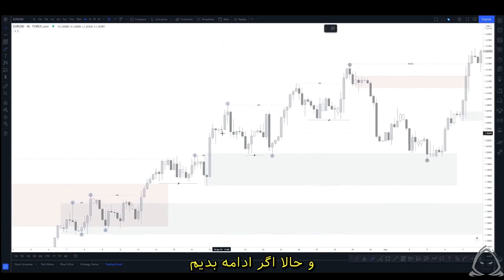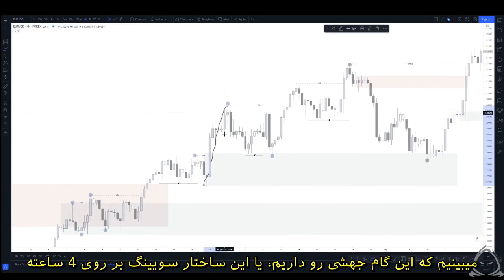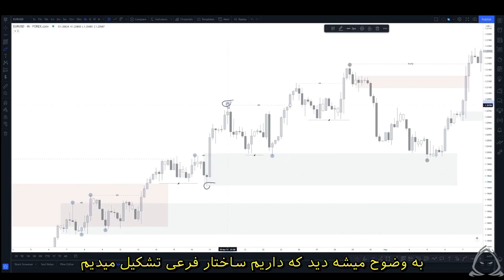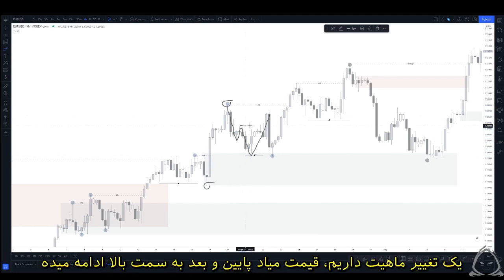And if we'll just continue on, what we can see is we now have this impulsive leg or this swing structure on the 4-hour. And what we can see a little bit more clearly is we're creating substructure. We get a change of character. Price comes down and then continues to the upside.